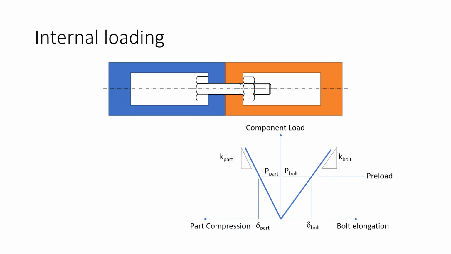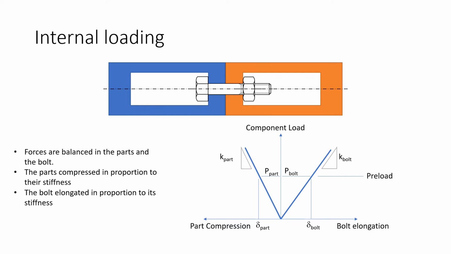The fact that the bolt load in tension and the parts load in compression are the same, that's just the preload amount. So forces are balanced in the parts and the bolt. The parts compressed in proportion to their stiffness, and the bolt elongated in proportion to its stiffness.